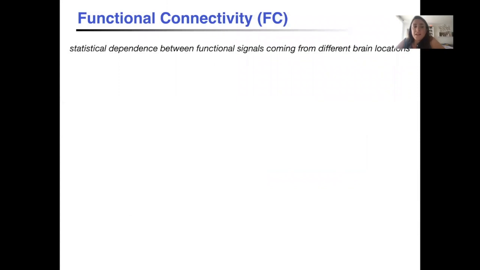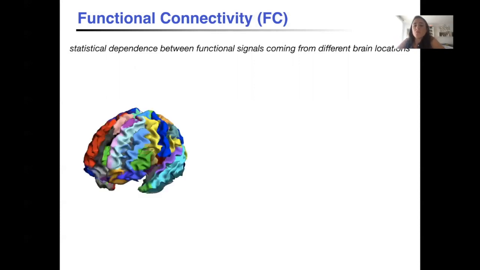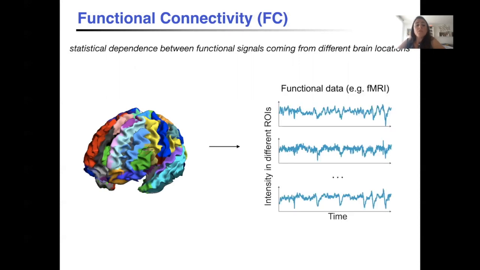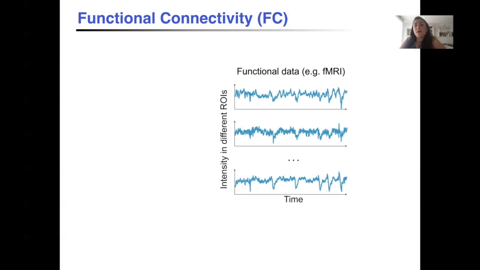It's defined as a measure of statistical dependence between functional signals that come from different regions of the brain. So first of all, imagine we take some regions of interest from, for example, an atlas or a parcellation. We compute the average fMRI time course within these regions, and we end up with, let's say, a couple of hundreds of these time courses, for which you see examples here.